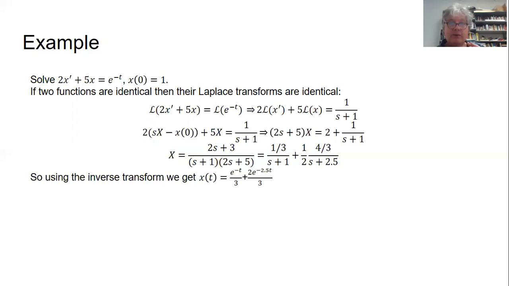And so we put that all together, we solve for big X, and we get 2s plus 3 as the numerator divided by (s plus 1) times (2s plus 5). We'll get into this in a little bit, but that's actually the same thing as 1/3 over s plus 1 plus 4/3 over 2s plus 5. So using the inverse transform, we get the solution as 1/3 e to the minus t plus 2/3 e to the minus 5/2 t. And let's just check that that works. Plugging in t equals 0, we get 1/3 plus 2/3 is 1.